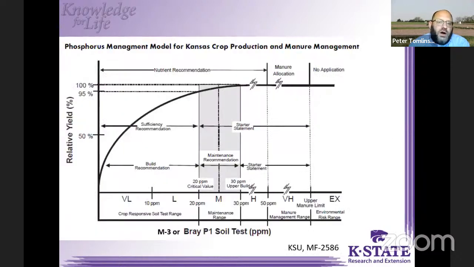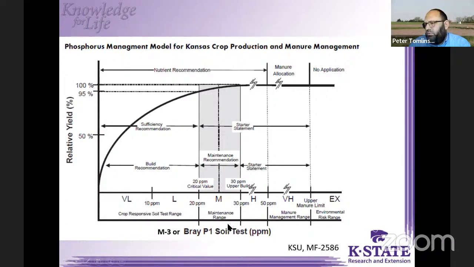And so just as we wrap up thinking about manure from a fertility standpoint, this is our phosphorus management model for Kansas crop production and manure management. And hopefully my cursor will show up for you.